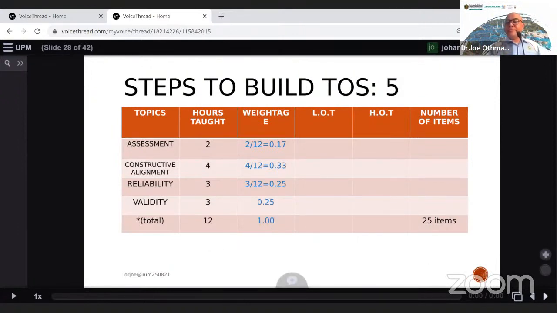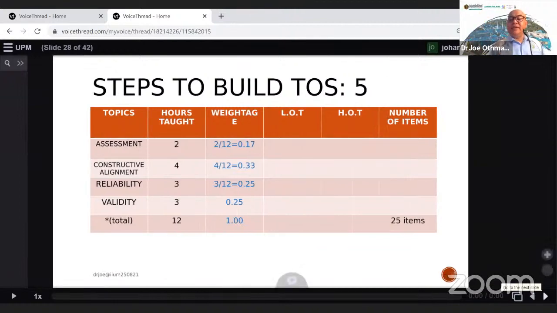Then the next one is, I'm not going to go for LOT and HOT. I go straight to the number of items. This is where we calculate for each of these topics how many questions we want.